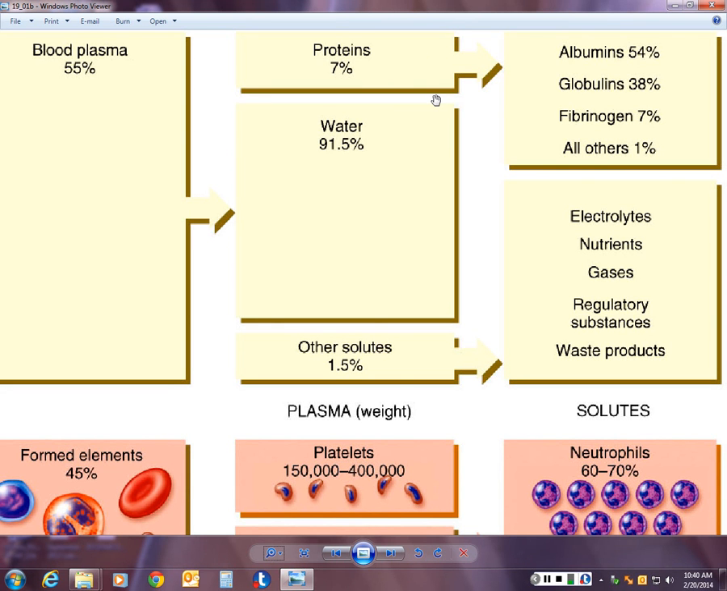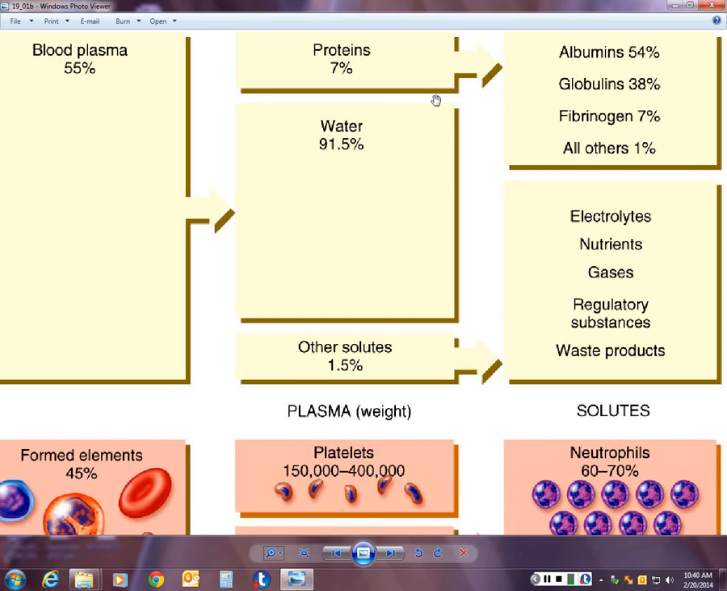Collectively, we call these plasma proteins, and there are a few key facts that you need to keep in mind about them. The first of those is where most of them are produced. Most of these plasma proteins are produced by your liver. So your liver plays a very key role in making them, because that's where most of them will come from.